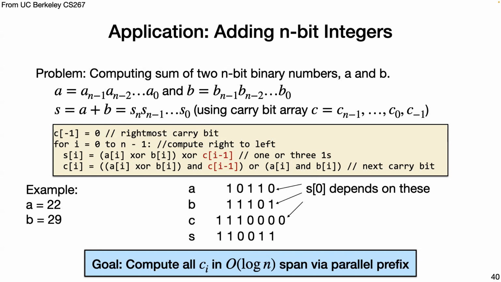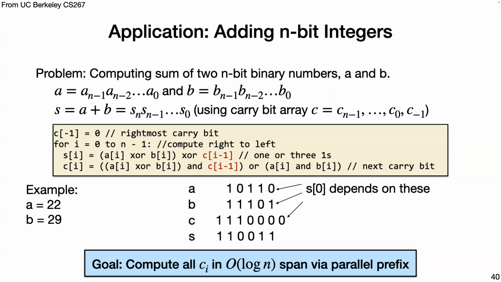In serial, if you were just to add this, you would add right to left, compute the carry bits one by one, and use each carry bit in the next bit. The c sub -1 is 0 just to make the iterations work out. You compute right to left, and the sum is a sub i XOR b sub i XOR c sub i-1, where this is the carry bit from one to the right. And the carry bit is (a sub i AND b sub i) OR the carry bit from the previous iteration AND (a sub i XOR b sub i).